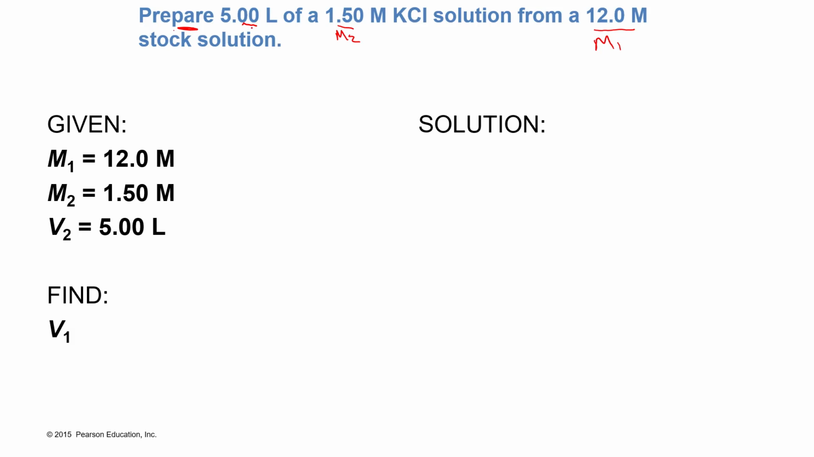Our requested volume is our V2. So what we're calculating is our V1. So we do M1 V1 equals M2 V2. M1 is 12. V1 we don't know, so I'm just going to put the letter X. And we're going to set that equal to our M2, 1.5, times our V2, which is 5. And now we're just going to solve for X.